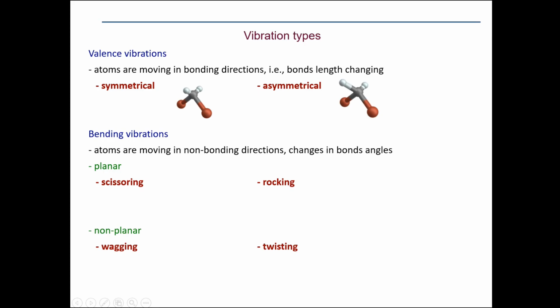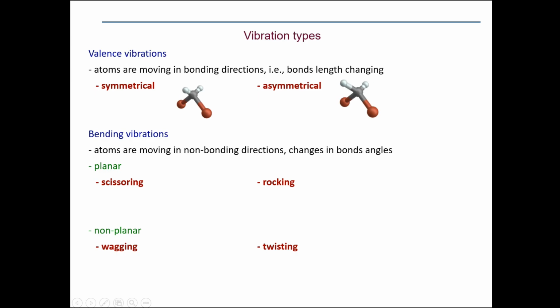So you see that these vibrations result in different bond lengths. That's why they are called valence vibrations. The second type is bending vibrations. Atoms are moving in non-bonding directions, which results in changes in angles. So bonds stay the same, but it rotates here and there, and it leads to new angles.